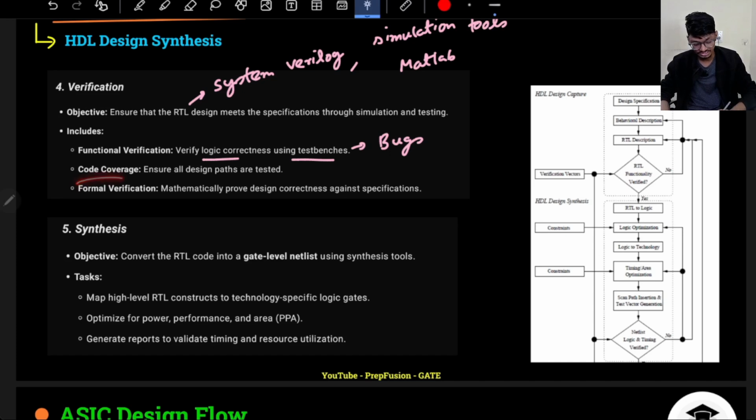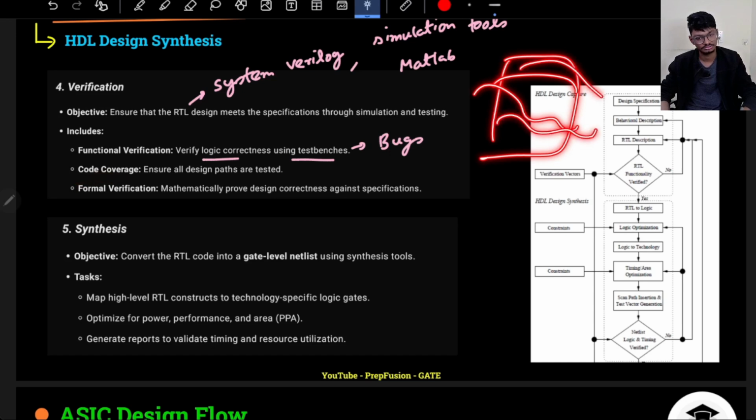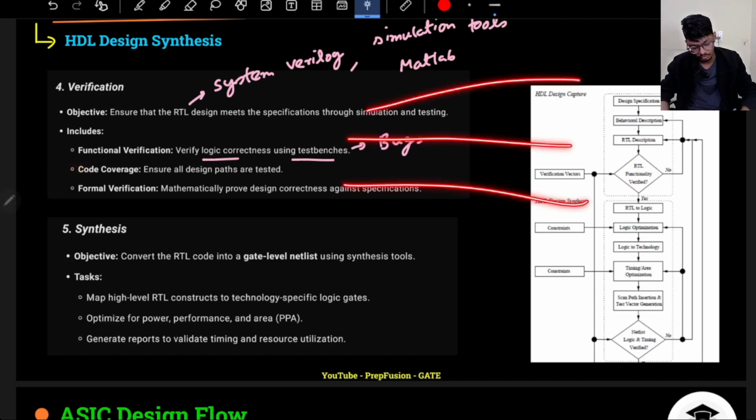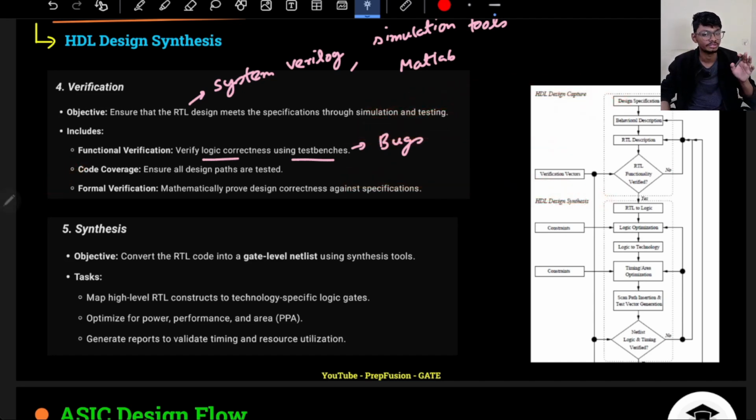Next is code coverage. Ensure all design paths are tested. Like in the circuit at hardware, all the paths should be tested. There are many processes that different companies use to ensure there is proper code coverage, that whatever hardware I have made, all those paths should be tested. Even if one of the paths is wrong, then ultimately at the final production of the chip, something will go wrong.